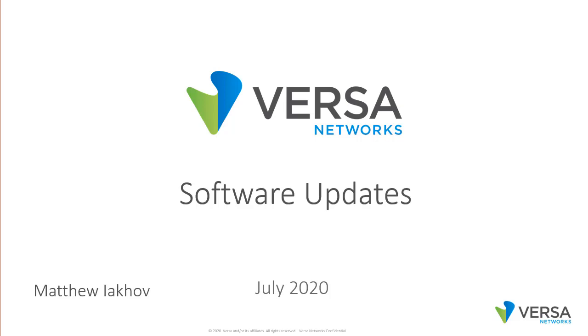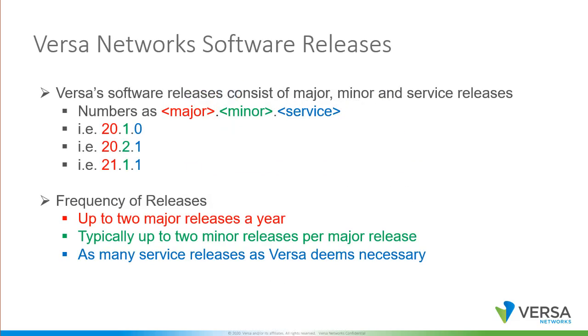Hi, today we're going to talk about Versa software updates. First of all, a couple of words about these software releases and how we call them. We have three main numbers separated by dots, which represent the major release number, the minor release number, and the service release. So here's a couple of examples of how the software can be called.